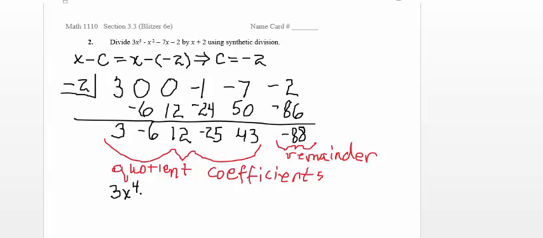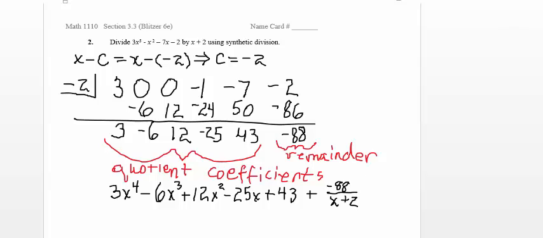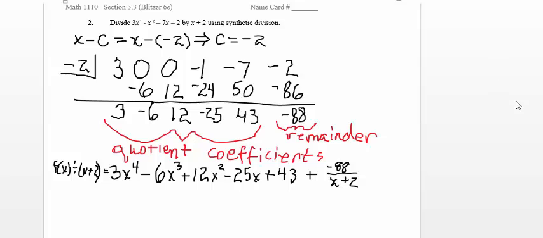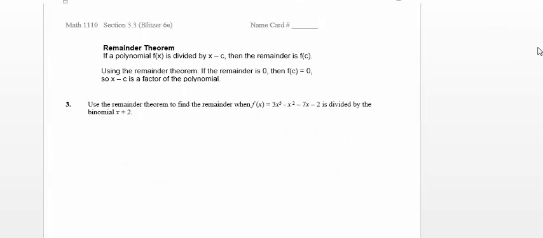So the quotient is 3x to the 4th, always 1 degree less than the dividend, minus 6x cubed plus 12x squared minus 25x plus 43. And when I add the remainder over the divisor, I get the answer to the division problem. So this is the result of dividing f of x by x plus 2. The same result I got when I did long division.